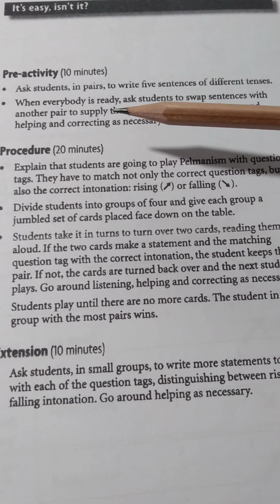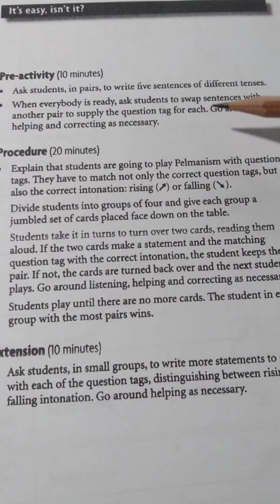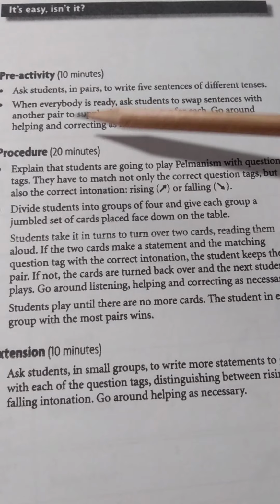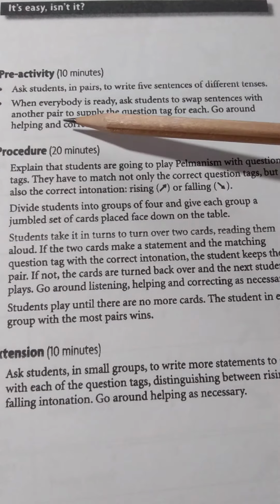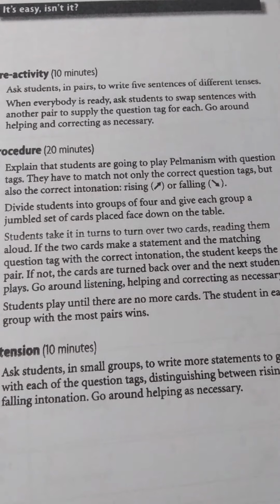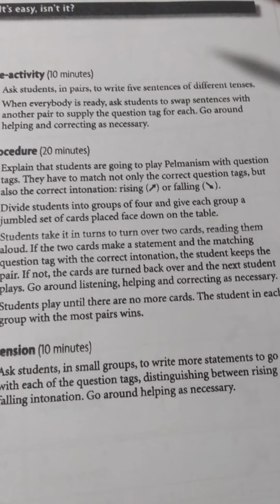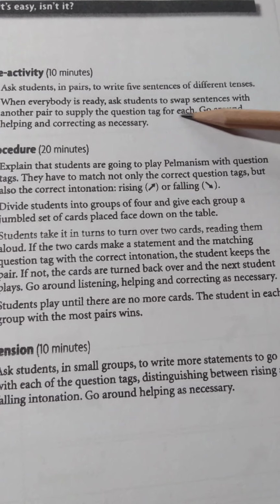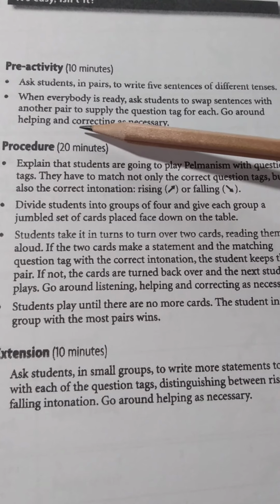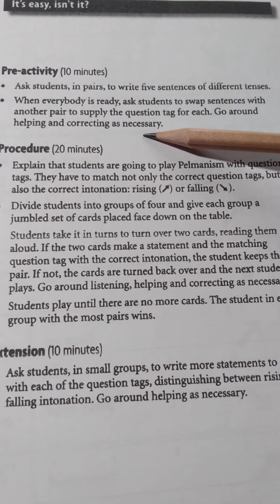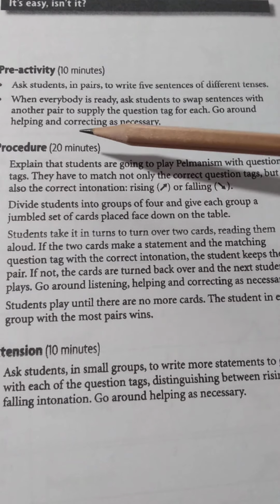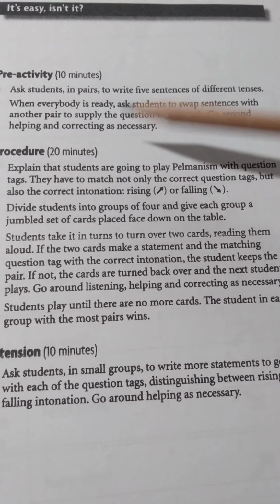You put this activity, you ask the students in pairs to write 5 sentences of different tenses. When everybody is ready, ask the students to swap sentences. So student A writes 5, student B writes 5, and then they switch. When everybody is ready, ask them to swap sentences with another pair to supply the question tag for each. Go around helping, correcting as necessary.